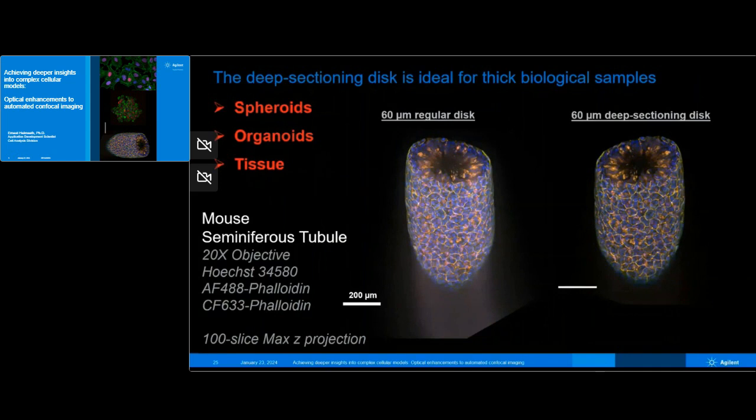So we've stained the nuclei with Hoechst 34580, as well as 2 different phalloidins in 2 different channels here. Now, this is a 100 slice maximum intensity projection. And so what you can see is using the regular spinning disk on the left, you get a high degree of background. That background is dramatically reduced with the deep sectioning disk.